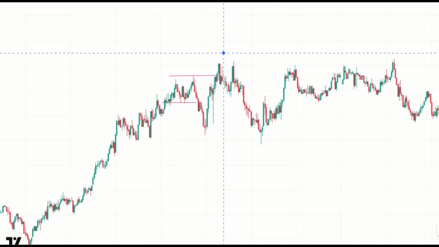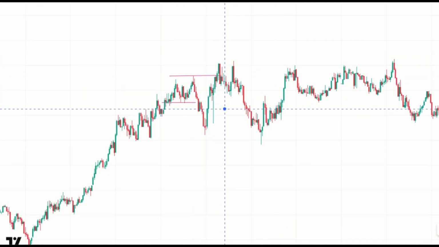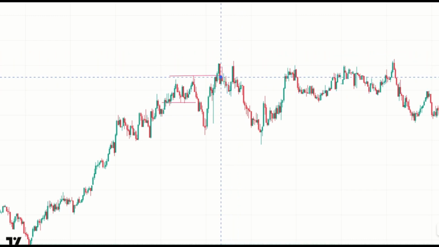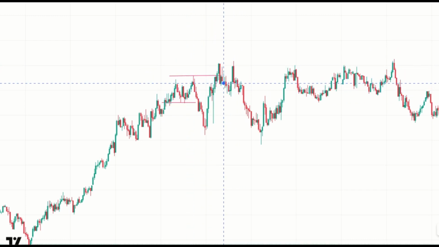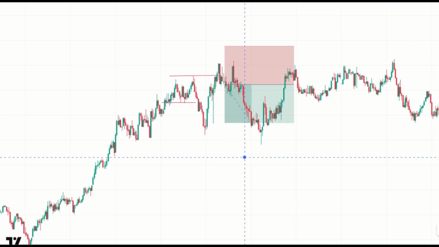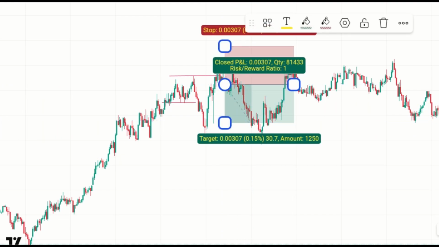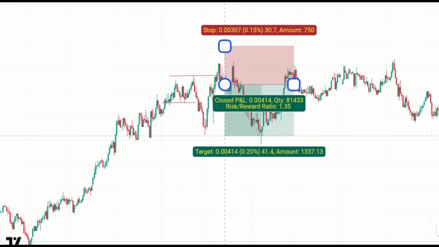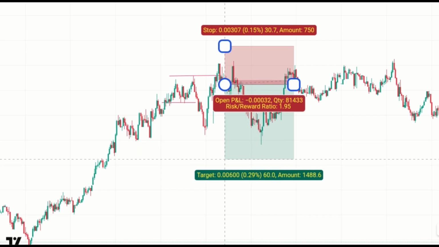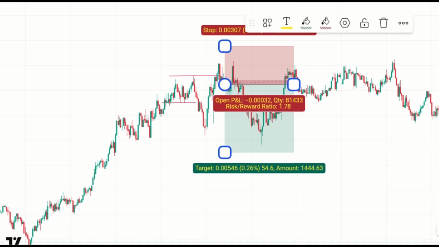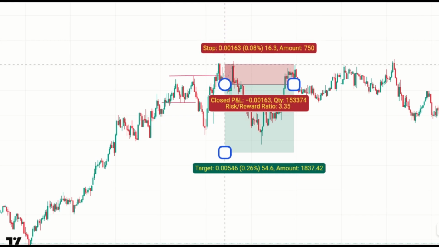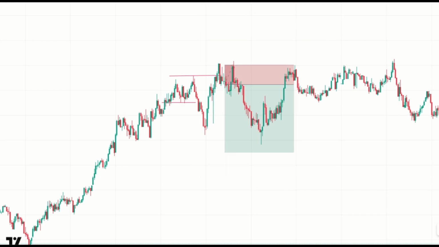And after taking out that liquidity, it gave us some of these engulfing candles. Okay, that's showing us that yes, we are bearish, we are going to sell. You can either go for a 1 to 2 or a 1 to 3 or even a 1 to 4. Okay, anywhere you want, guys, right?